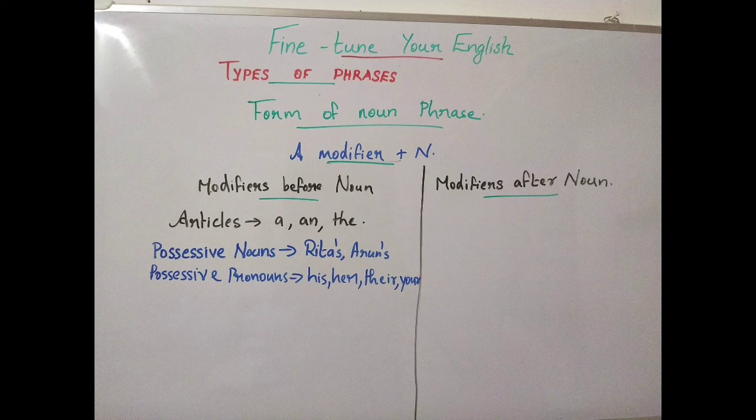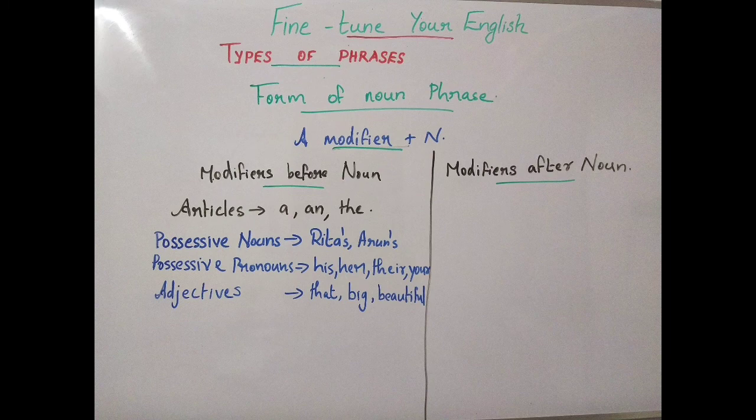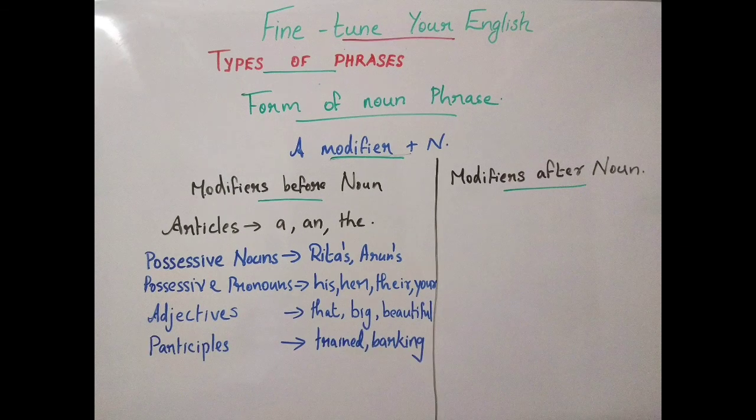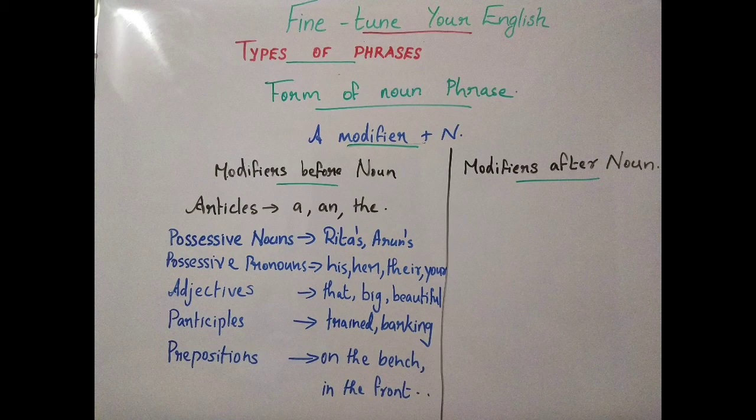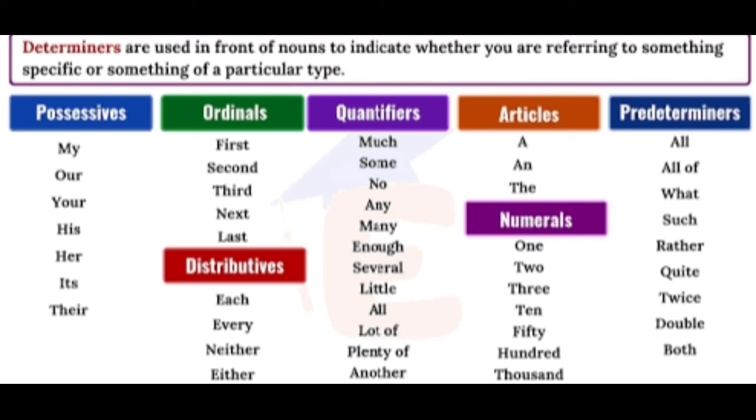the main noun. Then adjectives like that, big, beautiful will also come in the beginning of the noun phrase. Then the participles, both past and present participle, will also come in the beginning of a noun phrase, just like trained or barking. Prepositions are also used in the beginning of a noun phrase, just like on the bench, in the front. Then any determiner can be there in the beginning of a noun phrase, and some of the determiners and their examples are given here. Just go through that. These can also come in the beginning of a noun phrase.